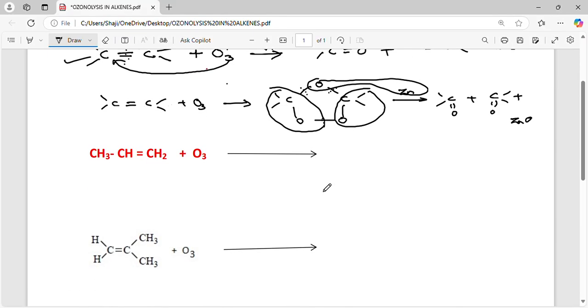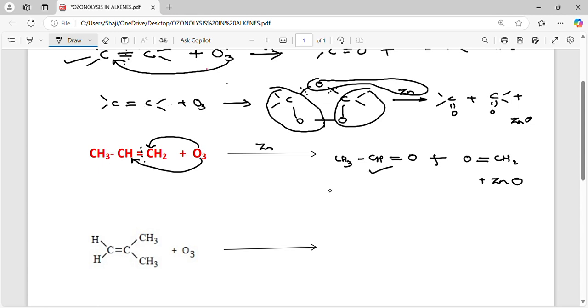So let's see an example here. I have written propene plus ozone in presence of zinc. Let's do it with the easy method. This bond breaks. We get CH3 CH double bond. One oxygen will transfer to this carbon, which is CH double bond O, plus the next oxygen will be transferring to the right side carbon, which is O double bond CH2. Got it? And the third oxygen will combine with zinc as zinc oxide.